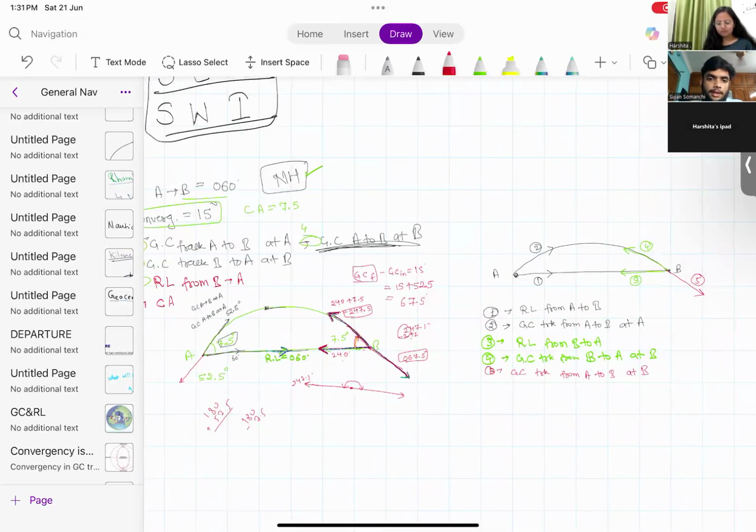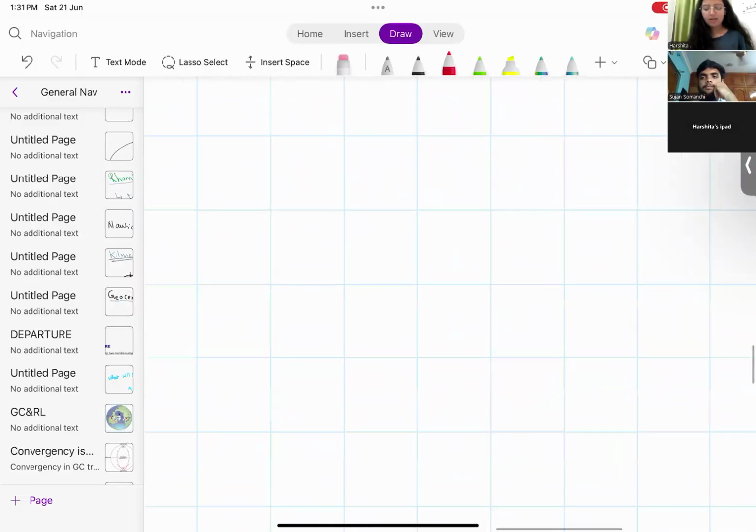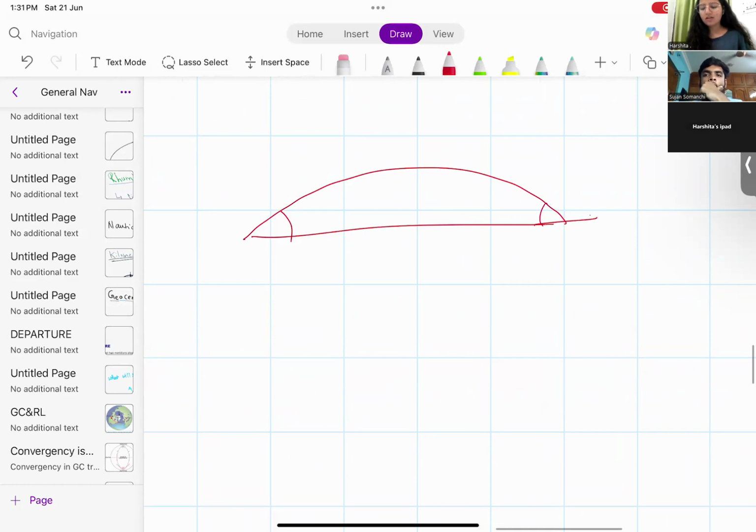Great, sir. A to B at B. Yeah, 60, 67.5. Very good. So now you know the values, whatever we were supposed to find. Do you understand the concept that great circle final minus great circle initial gives us convergency? Yes. We can even see it from this example.